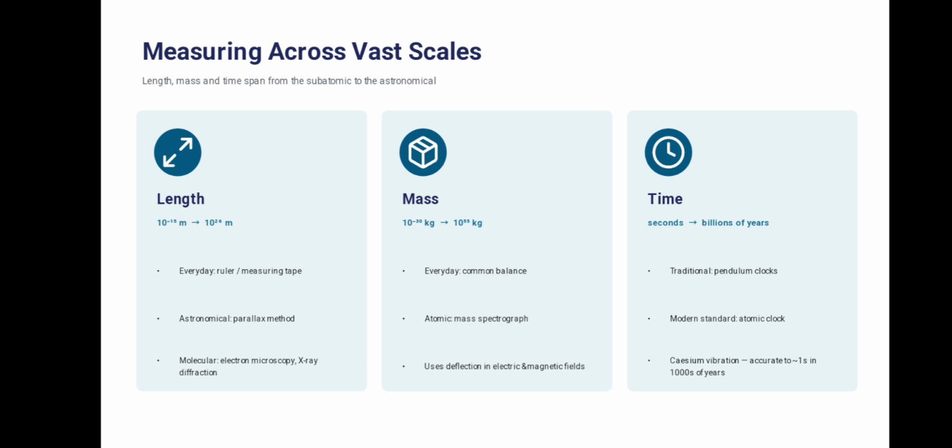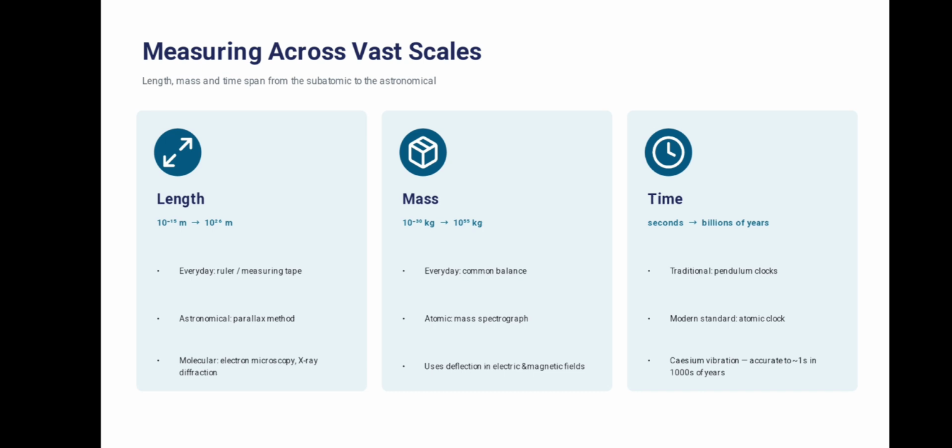Mass also ranges enormously. From the mass of an electron, about 10 to the power of minus 30 kilograms, to the mass of the known universe, around 10 to the power of 55 kilograms. Everyday masses are measured using a common balance. Very small masses, like those of atoms, are measured using a mass spectrograph, which uses electric and magnetic fields to deflect charged particles based on their mass.